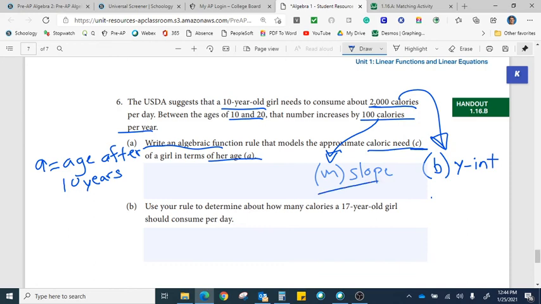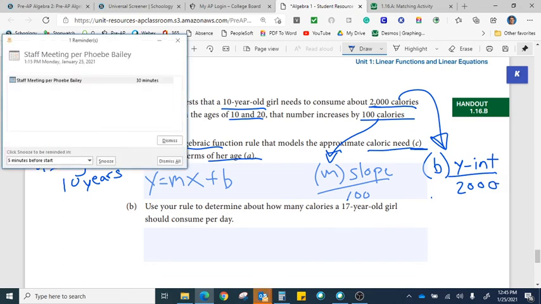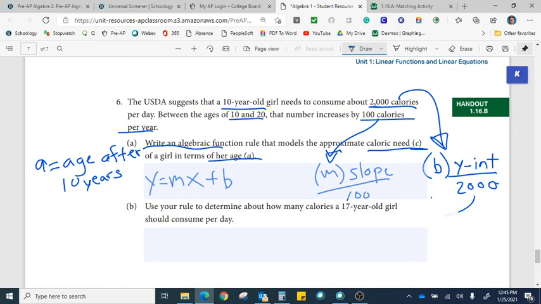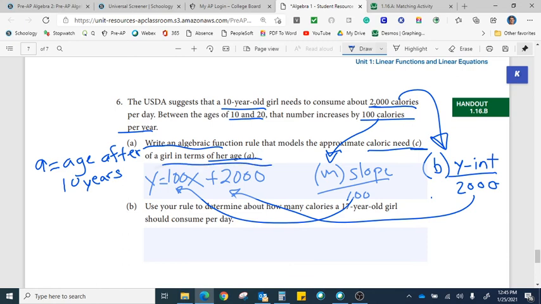Write an algebraic function. All right, so we got our slope and we have our y-intercept. Okay, so y equals mx plus b. Plug them in. So y-intercept, that goes there. Slope, that goes there. Okay. So let's erase them and plug them in. So M is 100. Okay, and remember the X is years after 10 years old. And B is 2,000. All right, so there's our algebraic function for that.